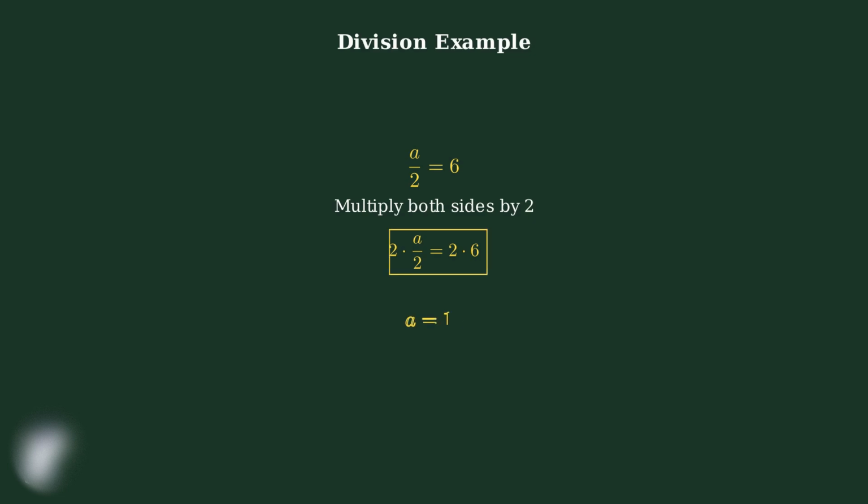When we multiply a divided by 2, the 2's cancel out, leaving us with just a. On the right side, 2 times 6 equals 12. Therefore, a equals 12. Let's visualize why these inverse operations work using a balance scale. An equation is like a balance scale. Whatever we do to one side, we must do to the other side to maintain balance.